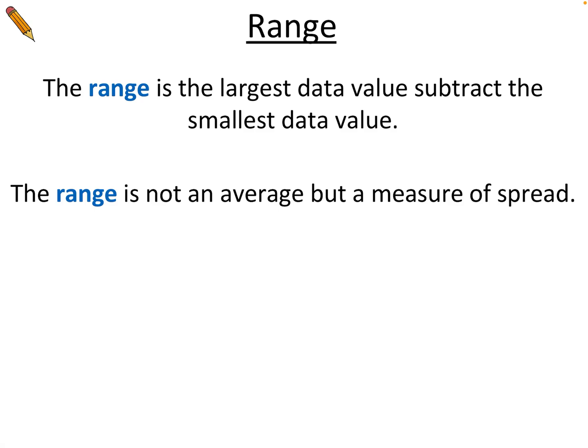But first, we'll start on the range and we'll focus purely on this in order to make sure we understand this. So, the range is the largest data value, subtract the smallest data value. The range is not an average as such, but is measured by spread, the difference between the largest and the smallest. So, make sure you write that in your book now, especially this point here, because this is a key rule we're going to keep on coming back to over the course of today's lesson.